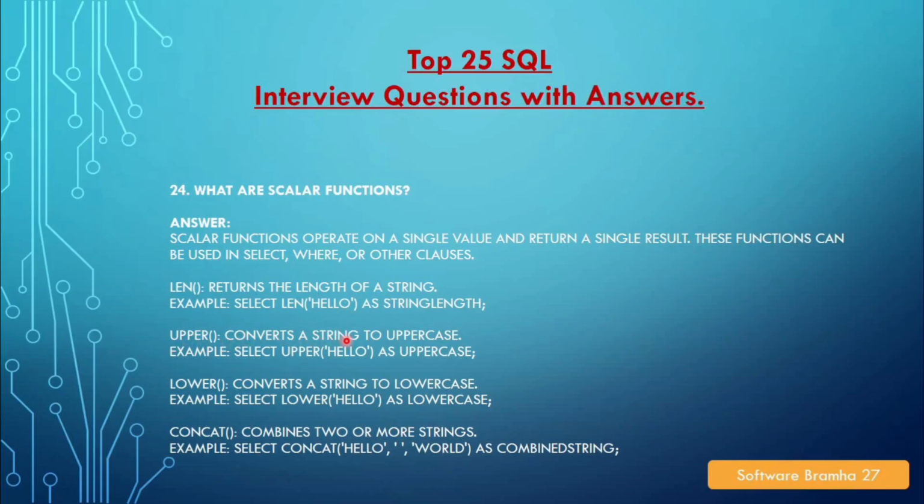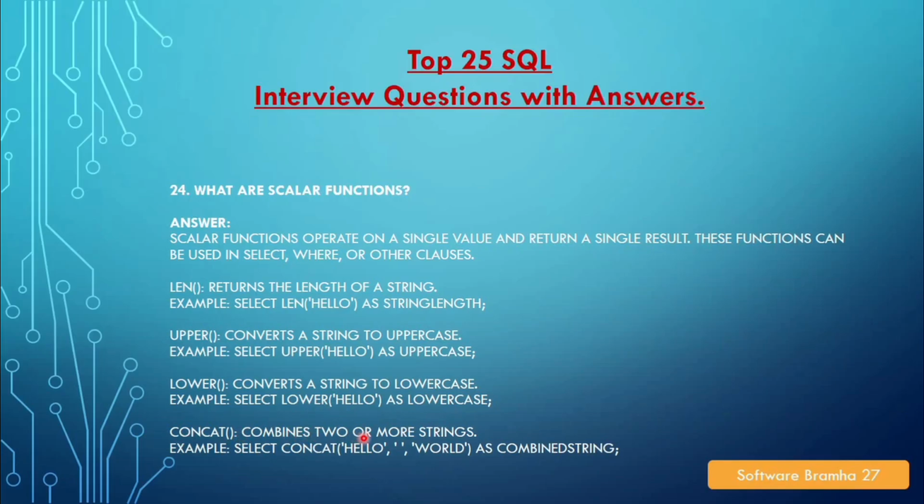Upper converts a string to uppercase. Example, select upper of hello as uppercase. Here the string hello is being converted to uppercase by using the scalar function upper. Lower converts a string to lowercase. Example, select lower of HELLO as lowercase. Here the string HELLO is being converted to lowercase by using the scalar function lower.